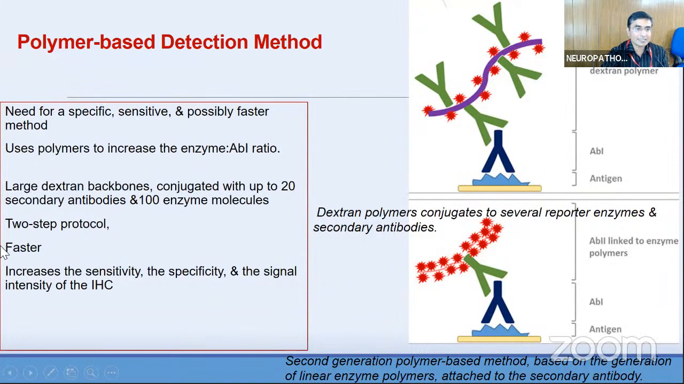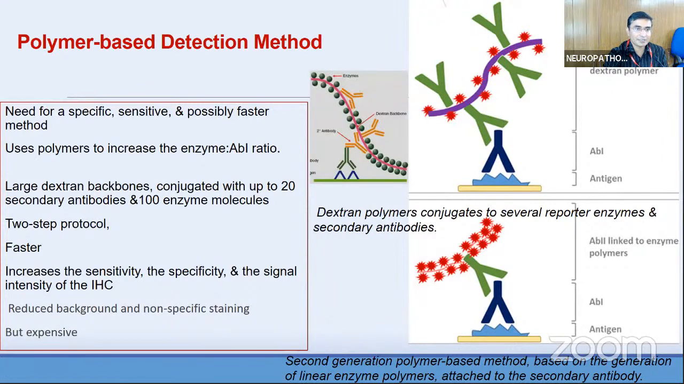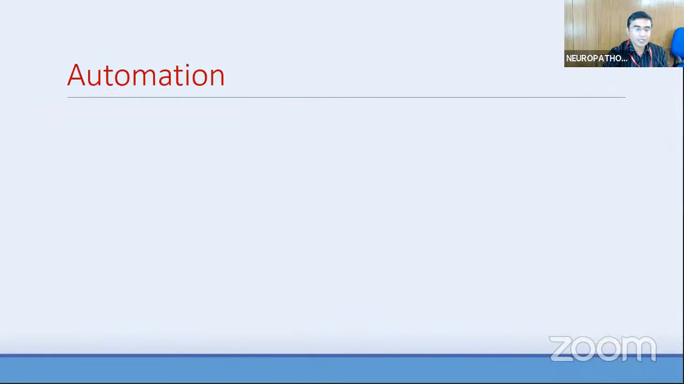So just a 2-step procedure is enough. You don't have to add multiple antibodies, just a single primary antibody step and then the secondary antibody, which is nothing but the polymer based one. It has also reduced the background and non-specific staining because it attaches specifically. The only issue is that it is expensive, but it has many more advantages which can overcome the cost.